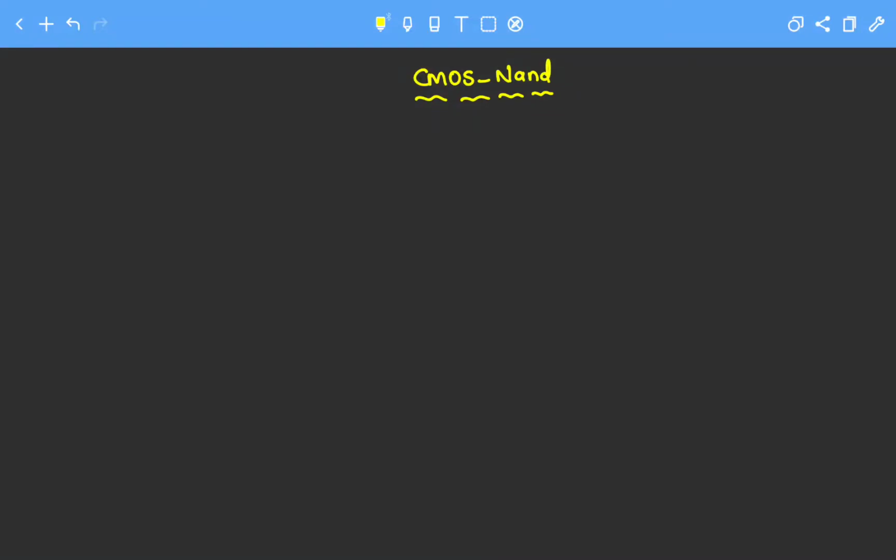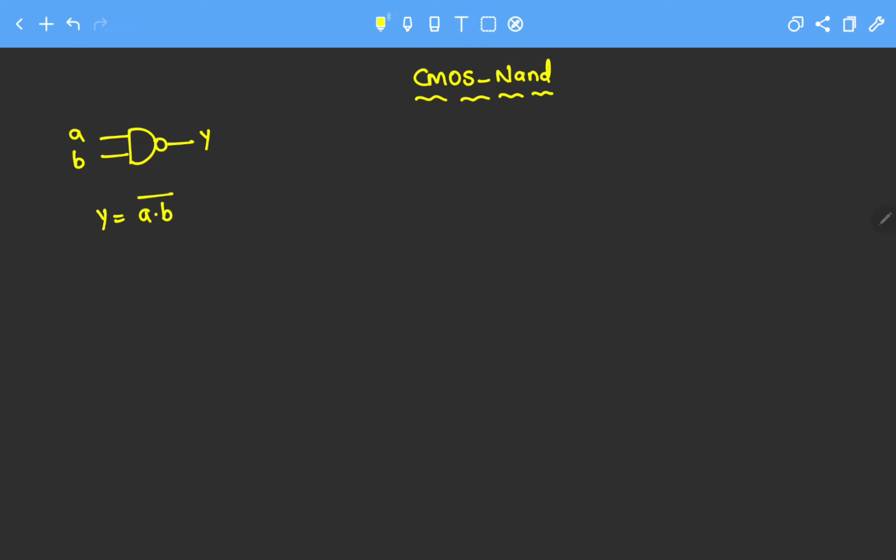In this video, let us try to understand how to draw the schematic of CMOS NAND gate. So before this, we need to draw the symbol of NAND gate. So this is the symbol of NAND gate which contains two inputs and one output. If you want to write the Boolean expression for this, it is Y is equal to (A dot B) whole bar.